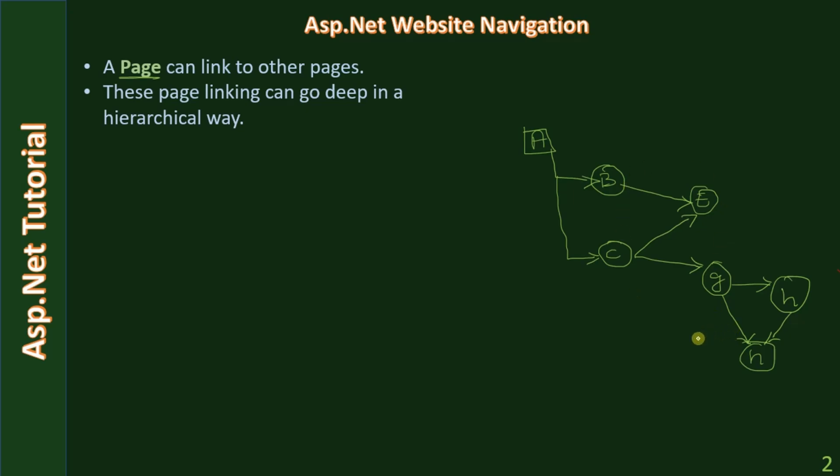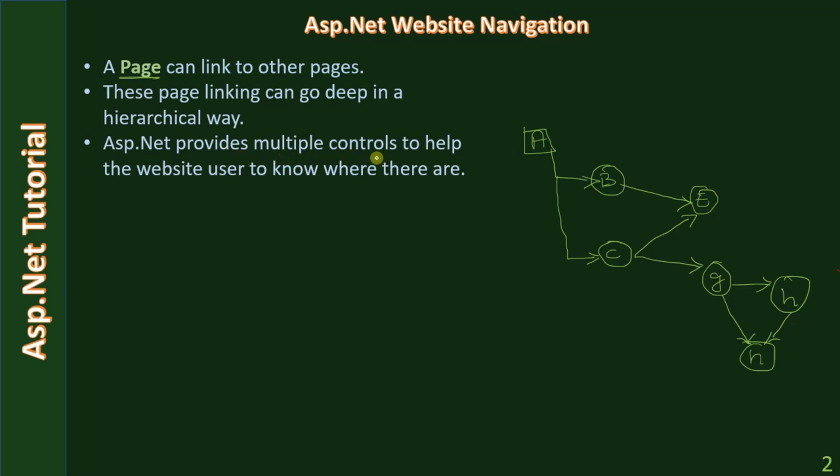So to handle all these links, ASP.NET provides nice page navigation controls. All you have to do is maintain a sitemap, kind of an XML file that is deriving this kind of relationship. Once the sitemap is available, you can link that sitemap to any of the ASP.NET provided controls. So that's what we are going to see here.